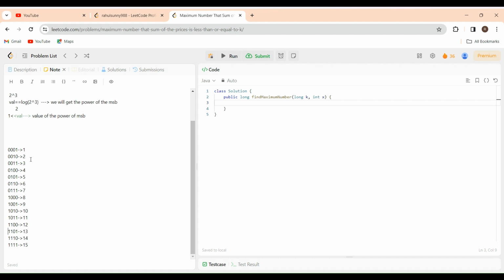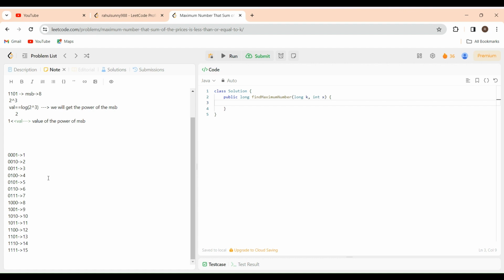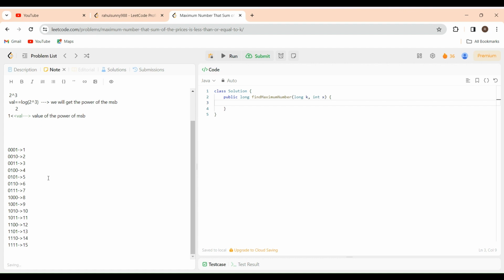We have to find that thing, right? How many set bits are there from 1 to 13? We have to find that sum. Basically, we have to find how many set bits are there from 1 to the given number, right? Okay, we have to find that thing.